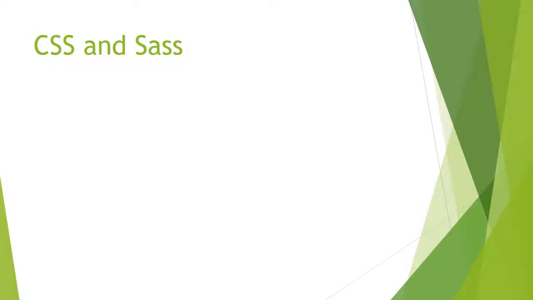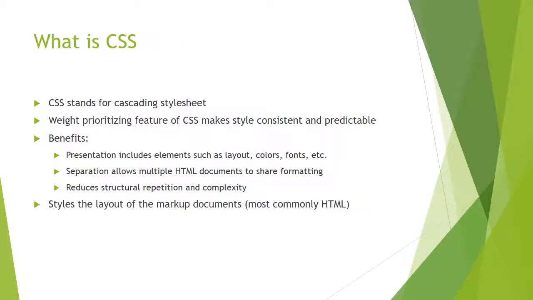The next portion of our presentation is on SASS and CSS, so the styling side of things, as opposed to the HAML and HTML markup side. But before we get into exactly what SASS is and how it functions, let's talk about what CSS itself is and what it does. So CSS stands for Cascading Style Sheets. Basically, the style sheets style the layout of markup documents. Most commonly, this is HTML, although there are a number of different types of markup, such as XHTML and others.